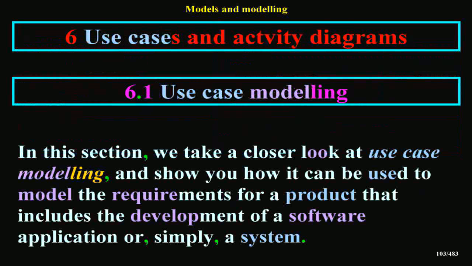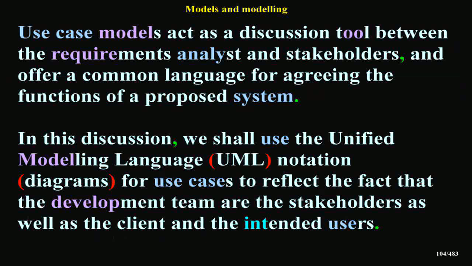6. Use cases and activity diagrams. 6.1. Use case modeling. In this section, we take a closer look at use case modeling, and show you how it can be used to model the requirements for a product that includes the development of a software application or, simply, a system. Use case models act as a discussion tool between the requirements analyst and stakeholders, and offer a common language for agreeing the functions of a proposed system.